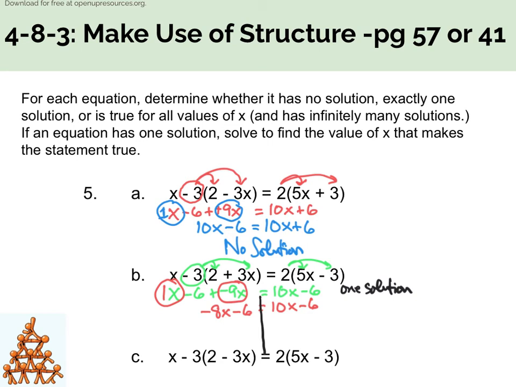Let's solve it. I want my 10x to be on the left-hand side. He's a positive 10x. How do I do that? I'm going to subtract off 10x.